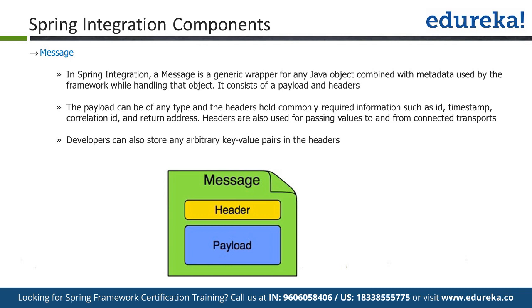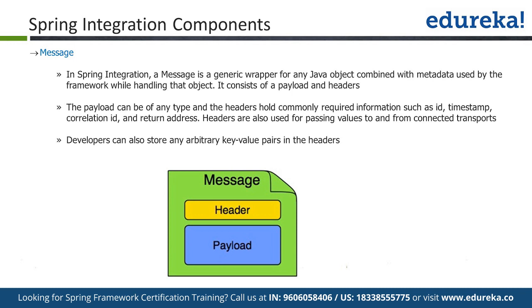So in Spring integration, a message is a generic wrapper for any Java object combined with metadata used by the framework while handling that object. It consists of a payload and headers. The header can have information like to and from address, some metadata, and the payload will hold the actual data which is going to travel over the network.